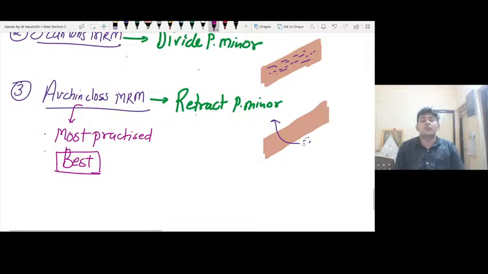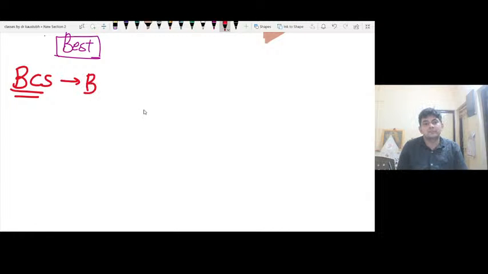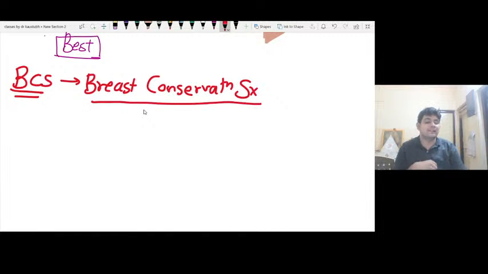That's about Auchincloss. The last surgery which I quickly want to review for all of you is BCS, that is breast conservation surgery. Now what is this breast conservation surgery? This is a surgery which is used actually for early breast cancer.